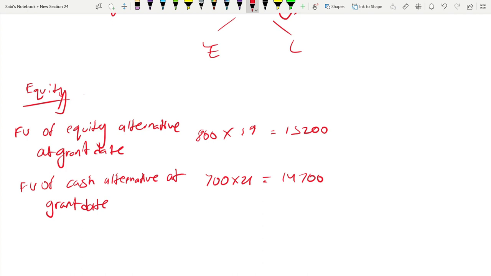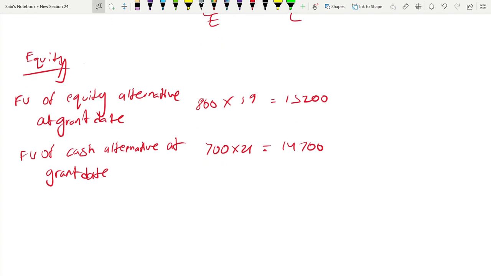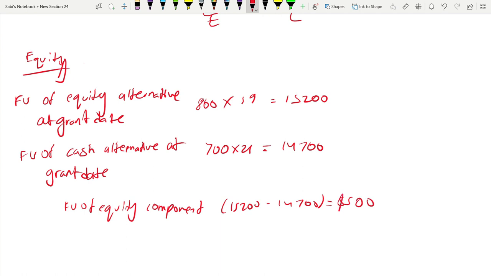The difference you have to find of these two. So, the fair value of the equity component, that's what we are finding out, is 15,200 minus 14,700, which is equal to 500. This is the fair value. Done.